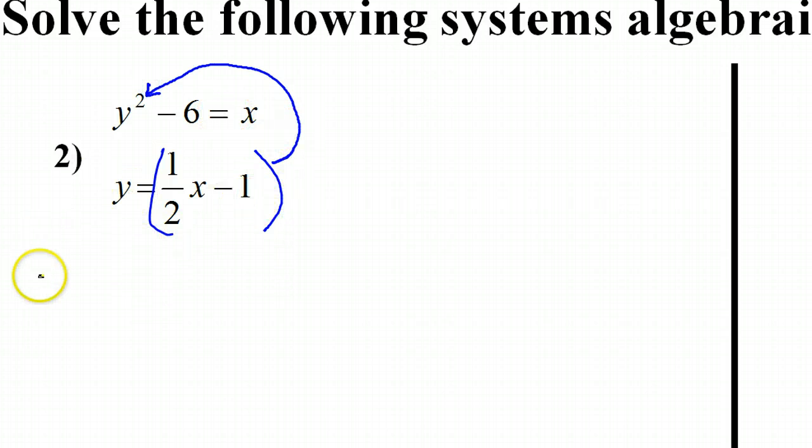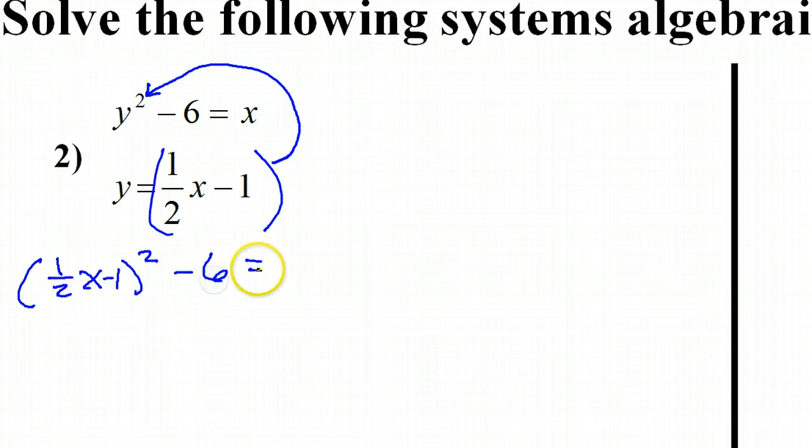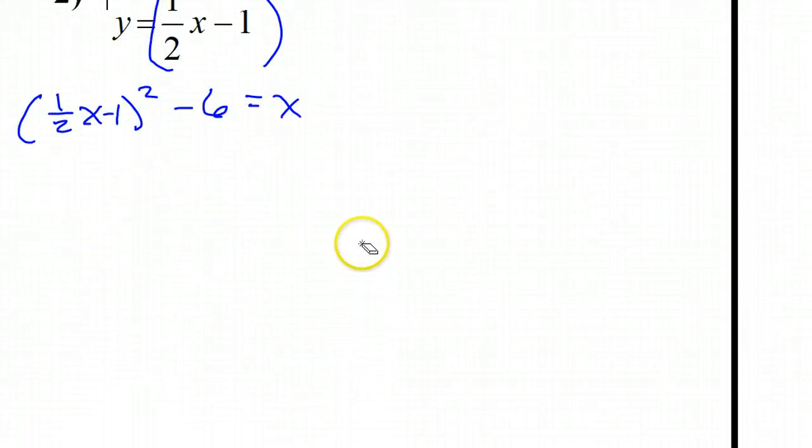So if we do that, then we're going to have y squared, but instead of y squared, it's going to become this stuff squared. So I'm going to have 1/2 x minus 1 squared minus 6 equals x. Okay, I just recopied the top equation with the substitution. I guess I didn't really need 2 arrows. Anyway, so we just have to work this out. And now this fraction might be making you nervous, but eventually we'll get rid of the fraction, so don't be scared.